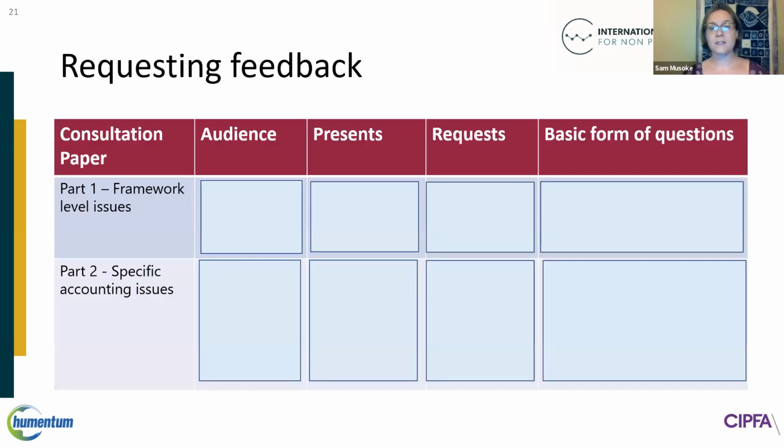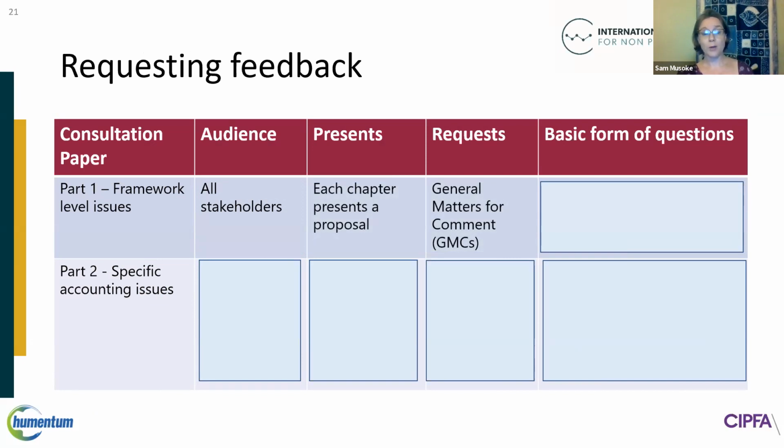So in the next couple of slides, we're just going to take a deeper dive into part 1 and part 2. So part 1 is all about framework level issues, like how to describe non-profit organizations, who are their stakeholders. It's written in plain English, and it's pitched to be accessible to a broad audience of stakeholders interested in financial reporting, not just limited to accountants. So within that part 1, each chapter presents a proposal and ends with a request for general matters for comment.